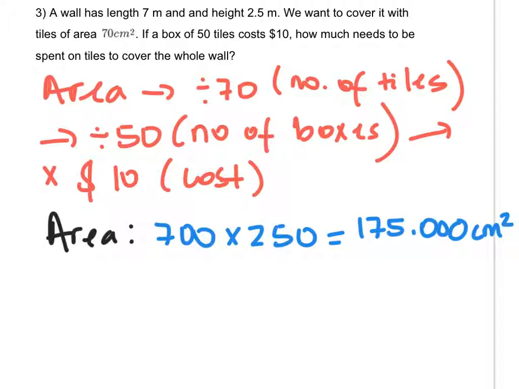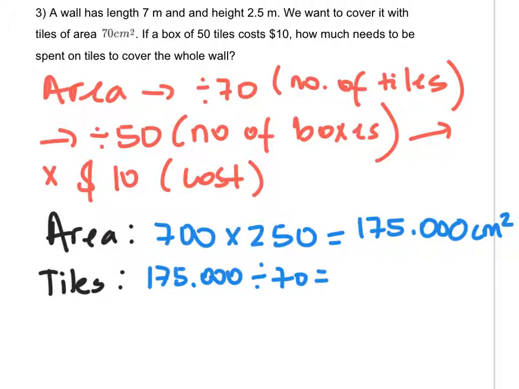Okay, so now that's the area. We want to know how many tiles we need in total to fill that space. Well, each tile is 70 centimeters squared. So we have to do 175,000 divided by 70. Alright. And that means we need, again in your calculator, 2,500 tiles.